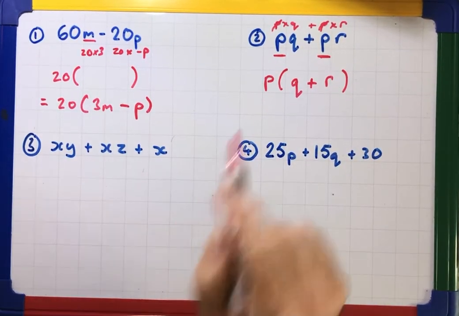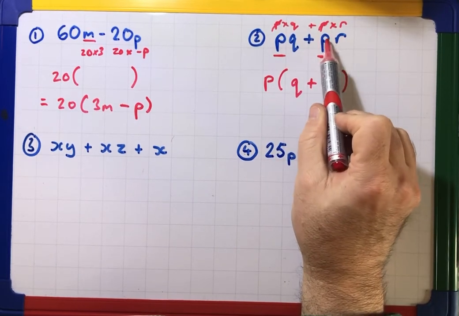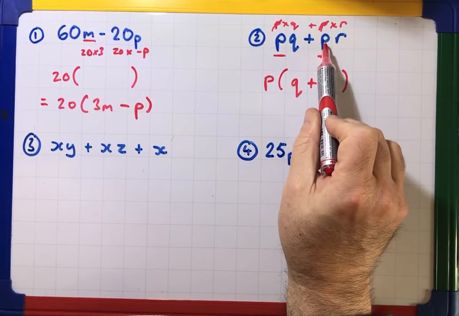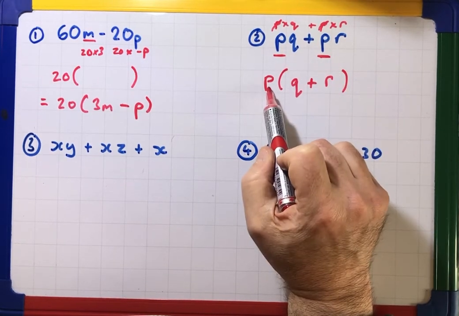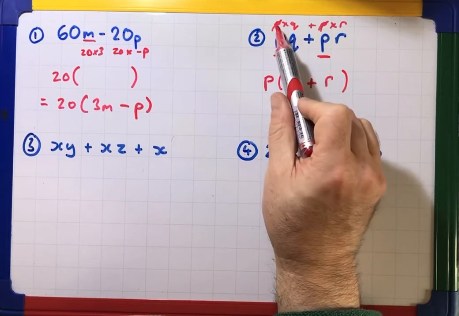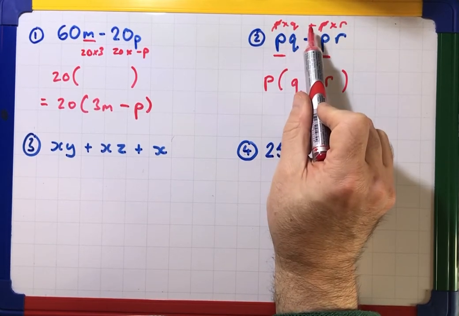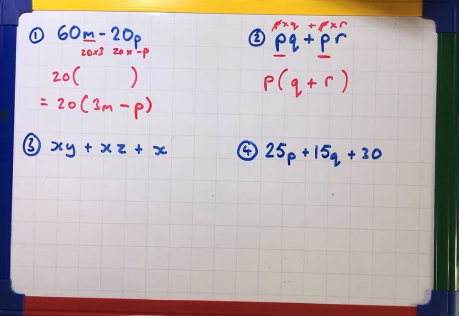Okay? So PQ stands for P times Q, PR stands for P times R. So we can take out the common bit, the bit that's the same to both, which is P, put it on the outside of the bracket. And on the inside is what's left once you've taken that away, which was Q plus R. So that would be your answer there.